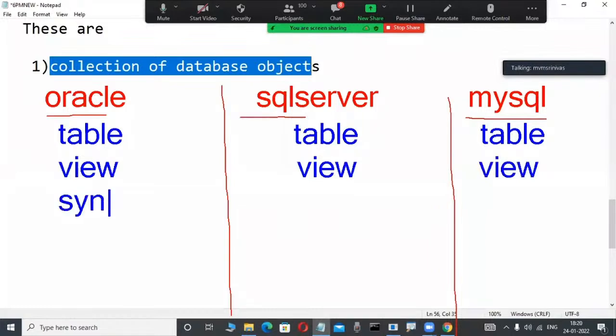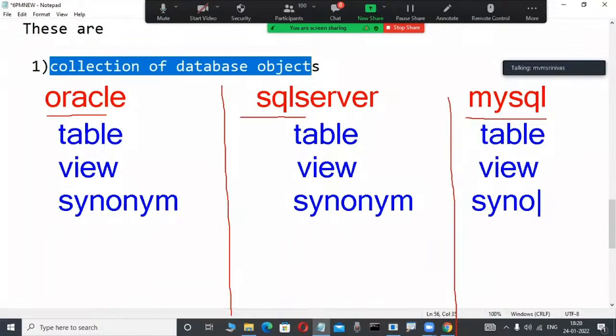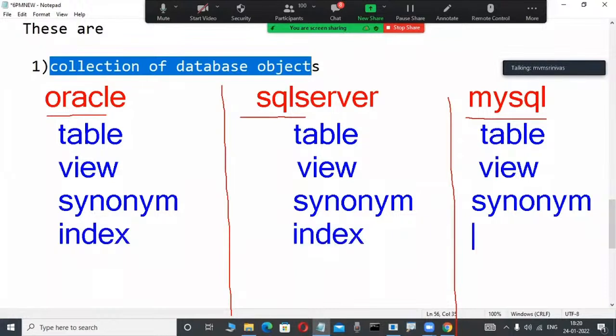Here synonym is a database object. What is synonym? What is view? We are learning, don't worry. In our course, synonym is available here also. Index is there here also. These are called objects. Okay, some terminology, big concepts only. Okay, fine.